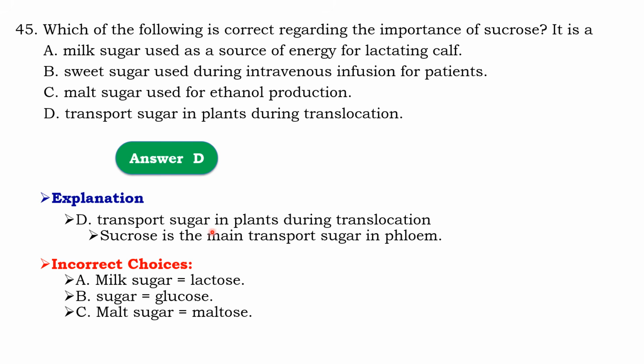Sucrose is transport sugar in plant during translocation. Means that sucrose is the main transport sugar in phloem. And also looking at the other choices, option A, milk sugar is lactose. Option B, sugar that is given to patient is glucose. Option C, malt sugar is maltose. So the answer should be D.